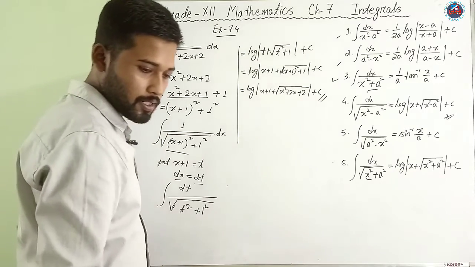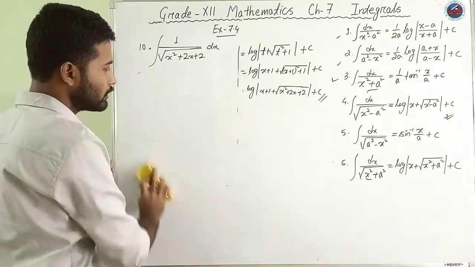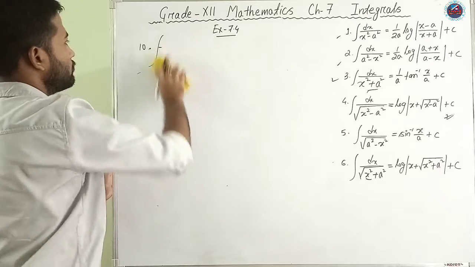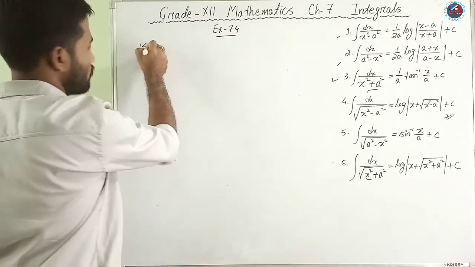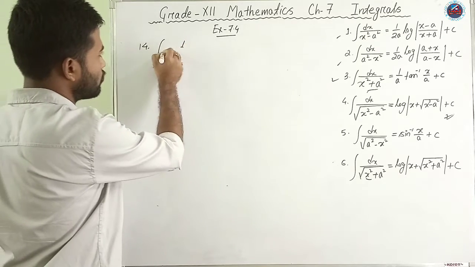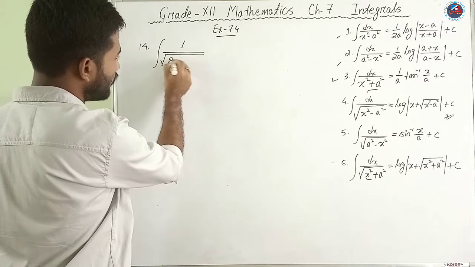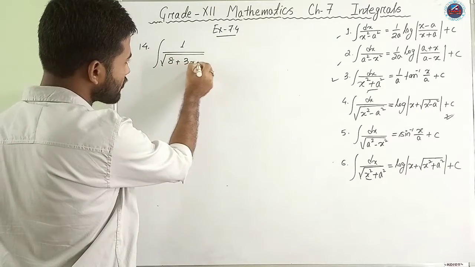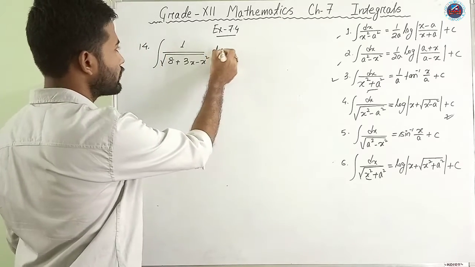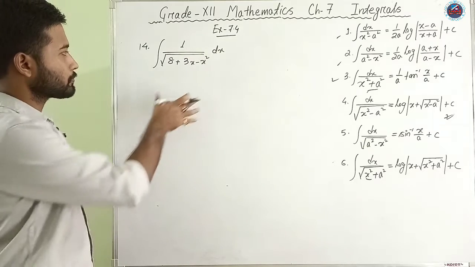Now let us do question number 14. In question number 14, what we have is integration of 1 by root over 8 plus thrice x minus x square, okay, along with the dx. So we need to integrate it with respect to x. So now what to do?